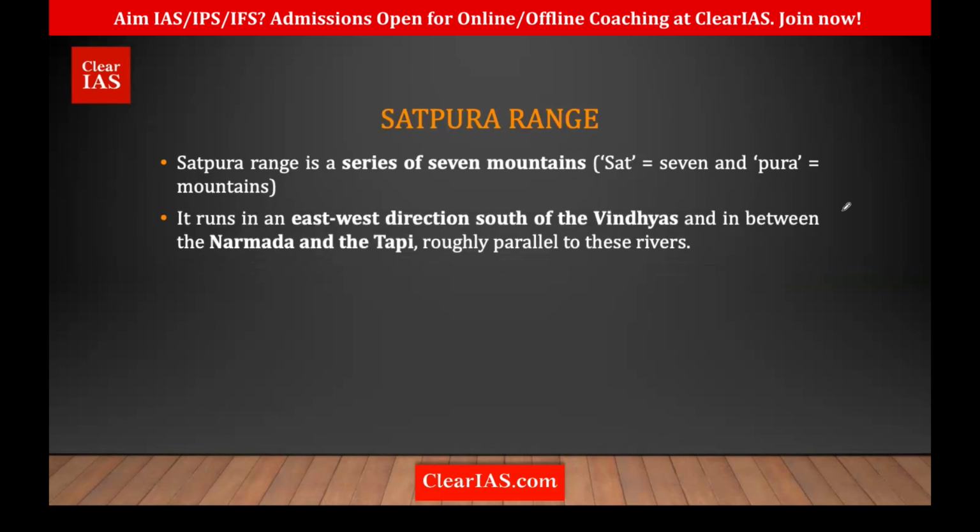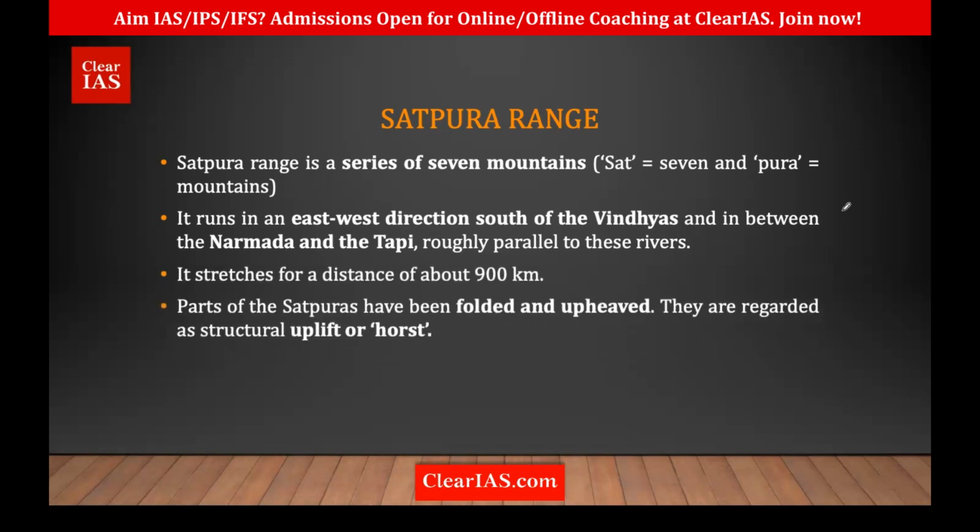This also runs parallel in the east-west direction, below the Vindhya. These three mountains are running parallel: Vindhya is there, Satpura is there, then Satmala is there, parallel to Narmada and Tapi. It stretches for a distance of 900 kilometers. And parts of Satpura have been folded and upheaved.